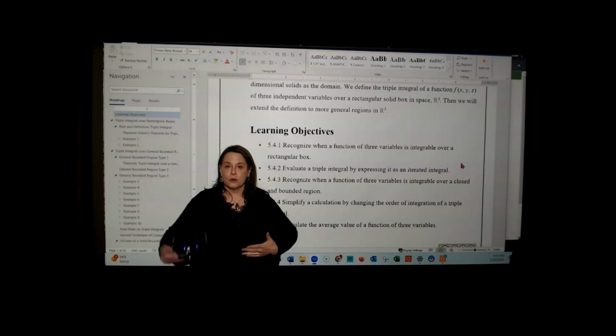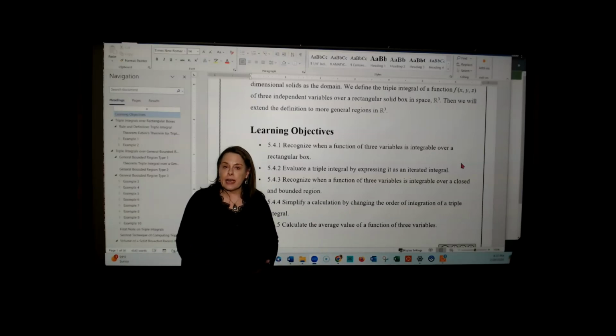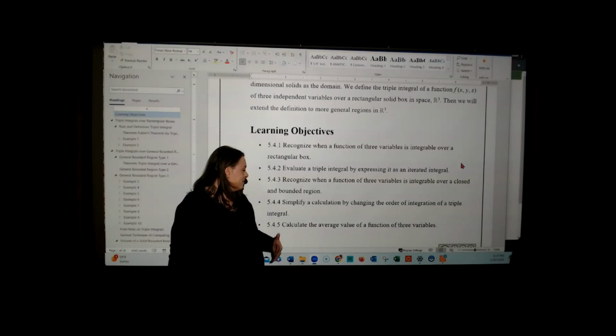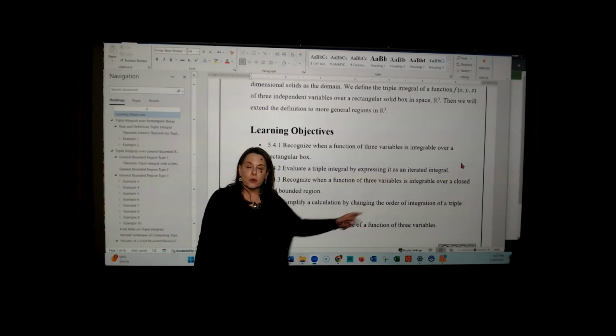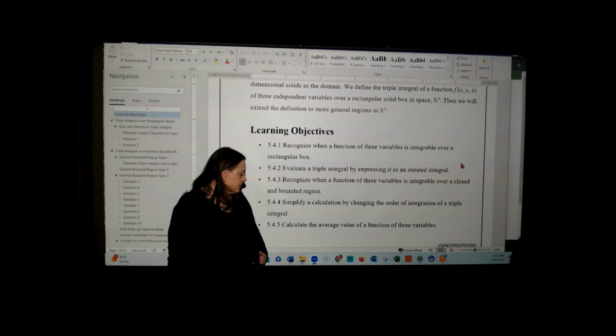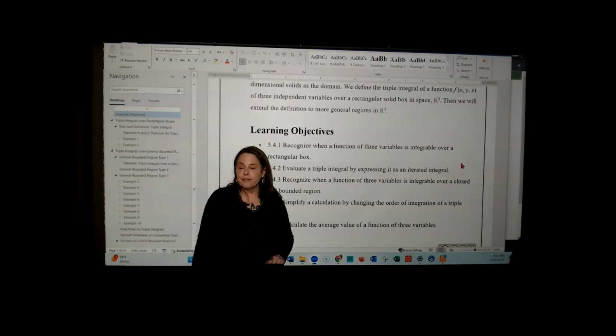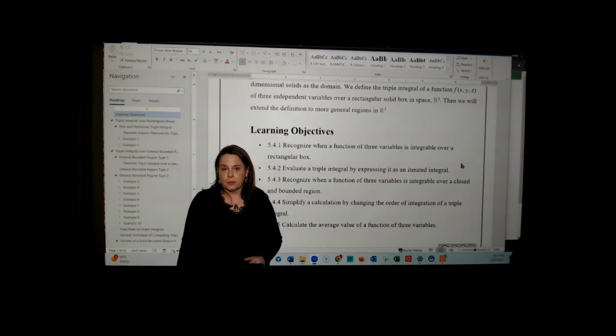This is the more general region in three-dimensional space. It needs to be closed, include its boundaries, and it needs to be bounded, as in not an infinite region. We'll not be looking at improper integrals in this case. We're going to simplify calculations by changing the order of integration of a triple integral. We'll work several examples where we work them in different orders. Then we'll learn how to calculate the average value of a function of three independent variables.